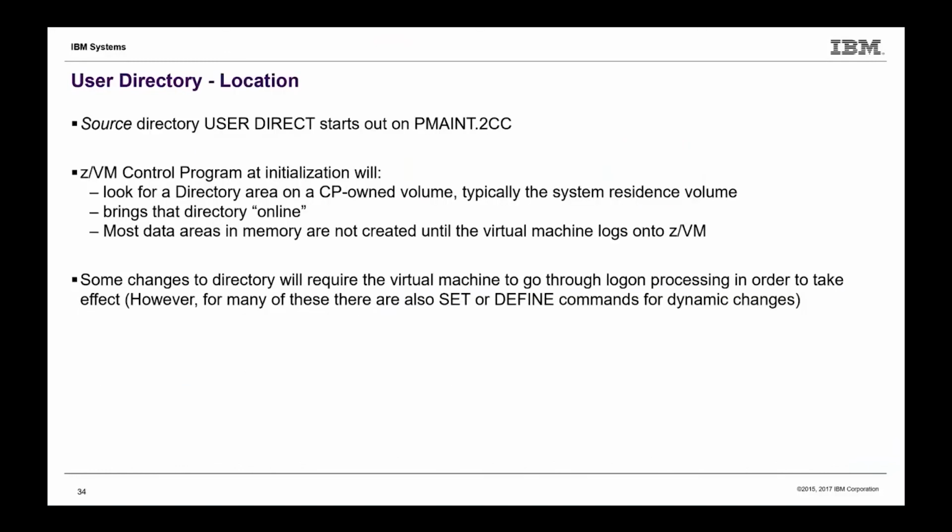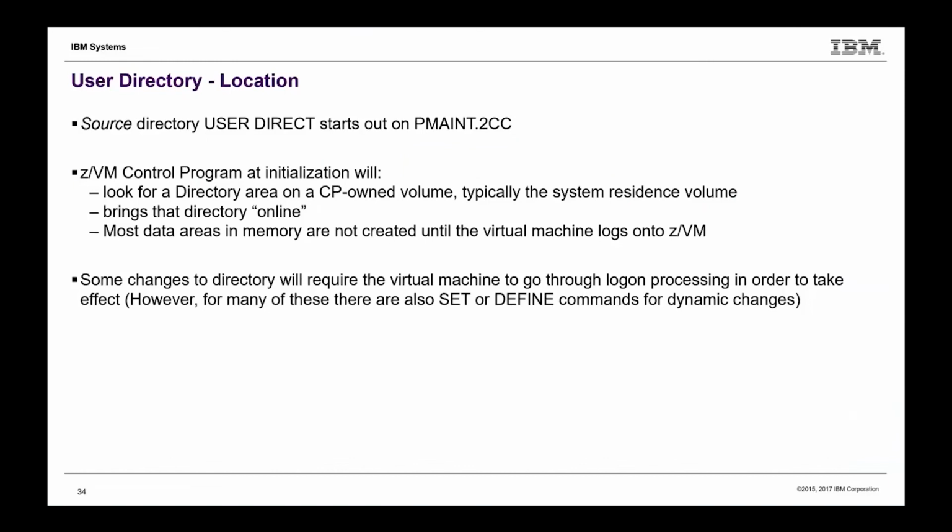All right, so the source directory, you know, would typically be in our production systems on the MAINT 2CC disk. Though again, if you use DirMaint or other products, it might move that elsewhere. And the z/VM control program at initialization is going to go out and look for a directory area on those CP-owned volumes. Typically, we place it on the system residence volume. And so it's going to, in a sense, bring that directory online.